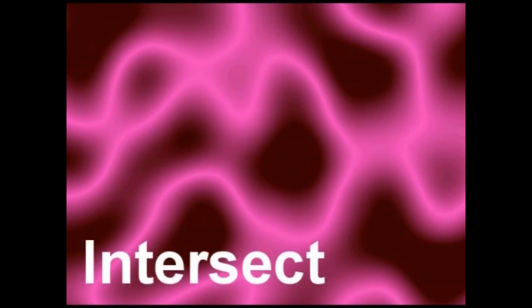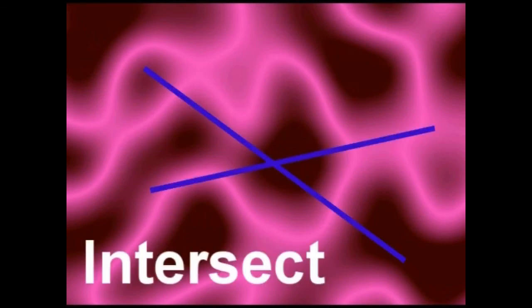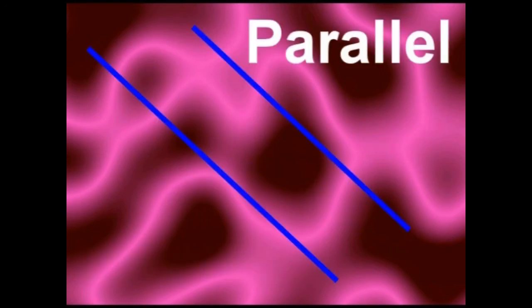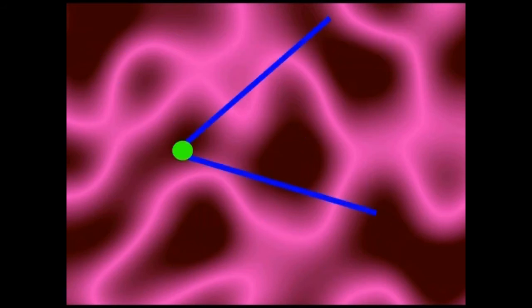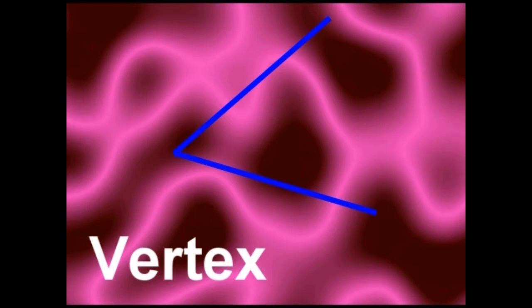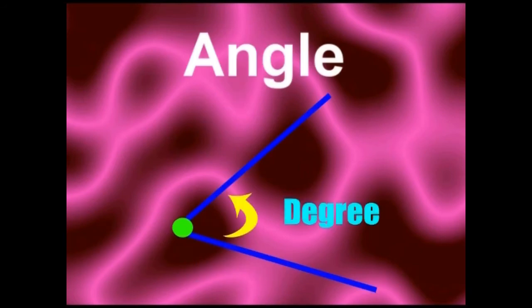The word intersect is used when two lines meet. Do you see the intersection of these two lines? If two lines never intersect or meet, they are called parallel lines. These two lines will always be the same distance apart. The point where two lines meet is called the vertex. An angle is created at the vertex.